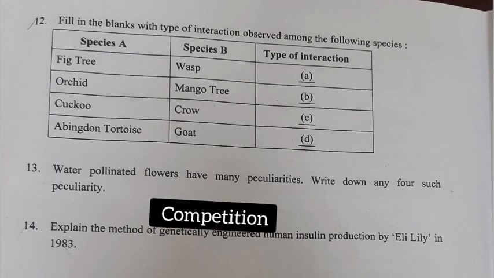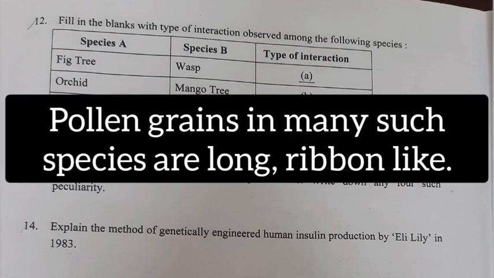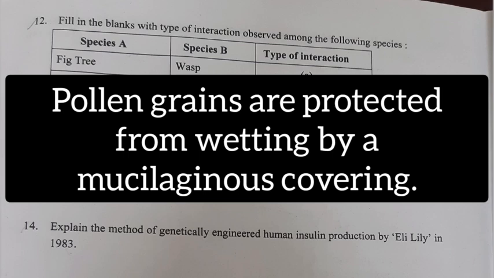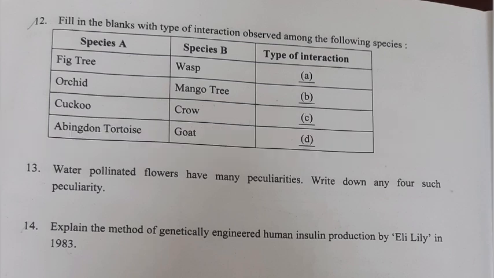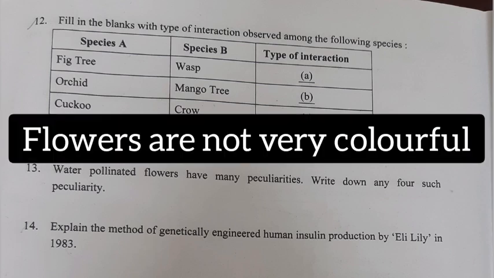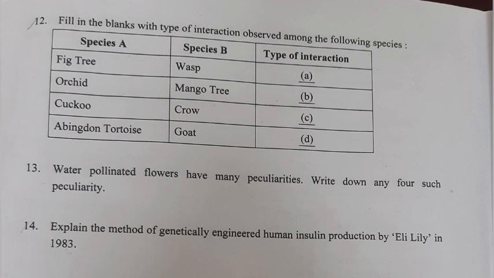13. Water pollinated flowers have many peculiarities. Write down any 4 such peculiarities. Answer pollen grains in many such species are long, ribbon-like. Pollen grains are protected from wetting by a mucilaginous covering. Flowers do not produce nectar. Flowers are not very colorful. In seagrass, the flowers remain submerged. Write any four peculiarities.